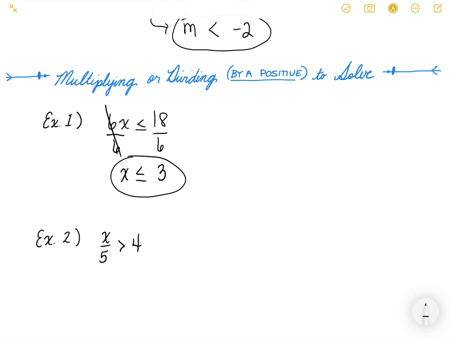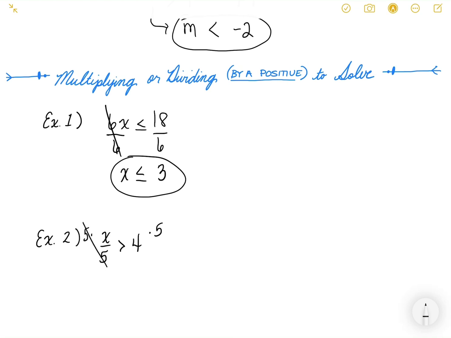In example number 2, x divided by 5 is greater than 4. So in order to undo division, I have to multiply both sides by the number that I am dividing by. In this case, I'm dividing by 5, so I would multiply both sides by 5.